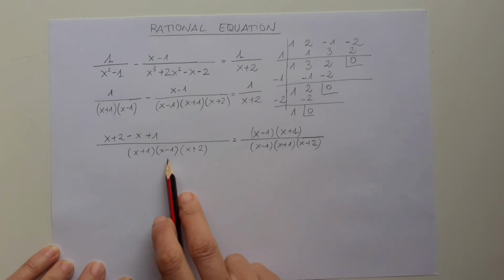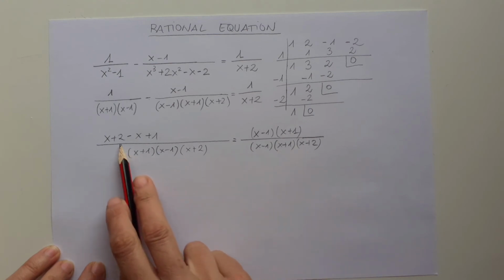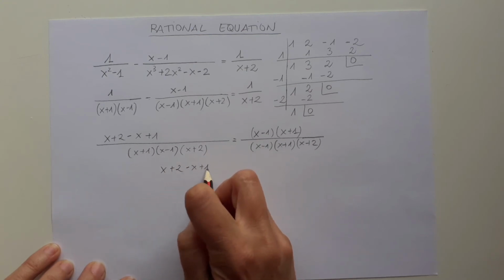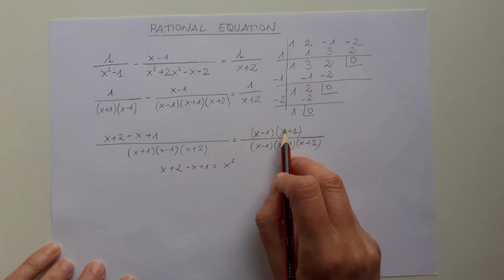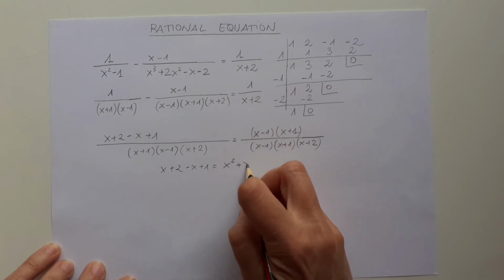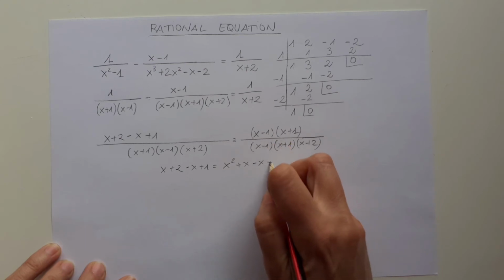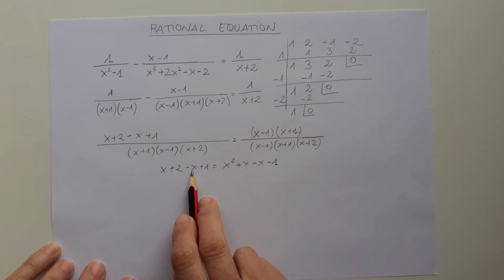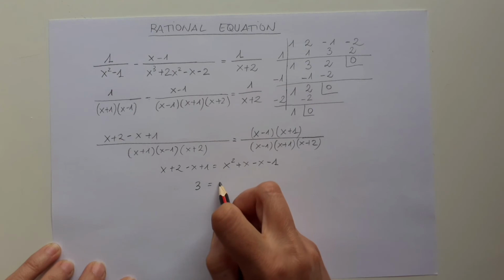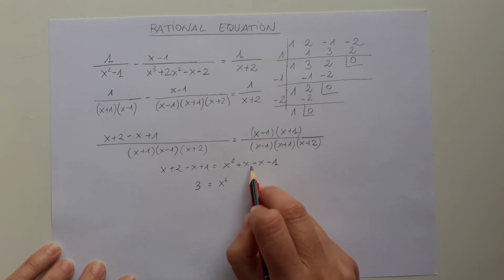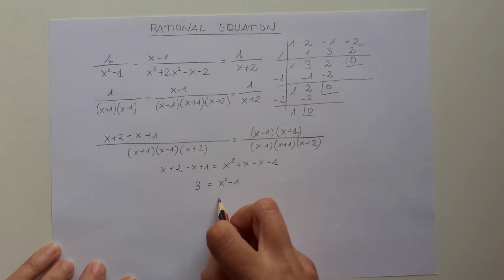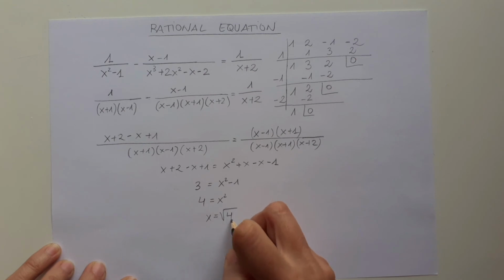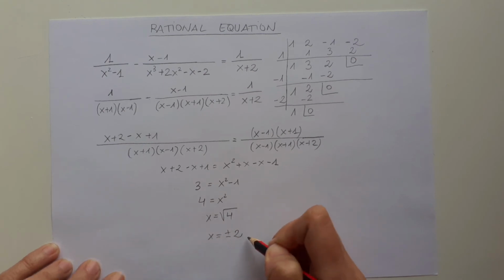Now I can get rid of the denominators because they have the same one, right? And I can write this equals x squared. I'm going to use the distributive property here, plus x minus 1, right? Now I obtain x minus x cancels out, this is 3, and x squared, this cancels out as well, x minus x equals 0, minus 1. So x squared equals 4, and x equals plus or minus the square root of 4, which is 2 and -2.